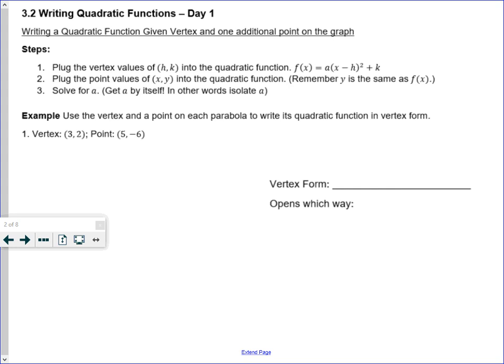How's it going, guys? Today we're going to be going over 3.2 day one. What we're doing today is writing a quadratic function when we're given the vertex and one additional point on the graph. So it's very similar to what we've done before.